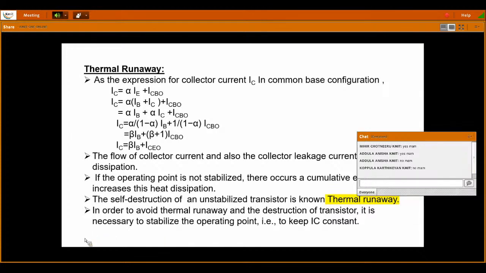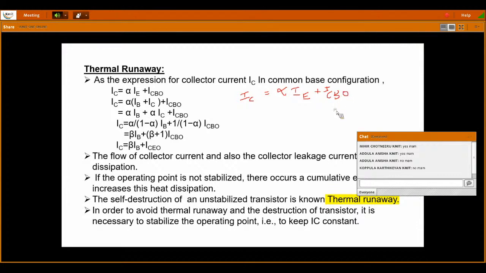So the input current is the emitter current, and our output current is the collector current. So IC is approximately equal to alpha IE. If I neglect the leakage current, then IC is equal to alpha IE, where alpha is the current gain in common base configuration. But if I consider the leakage current, then it would include ICBO, where ICBO is the leakage current when the input terminal is open circuit.